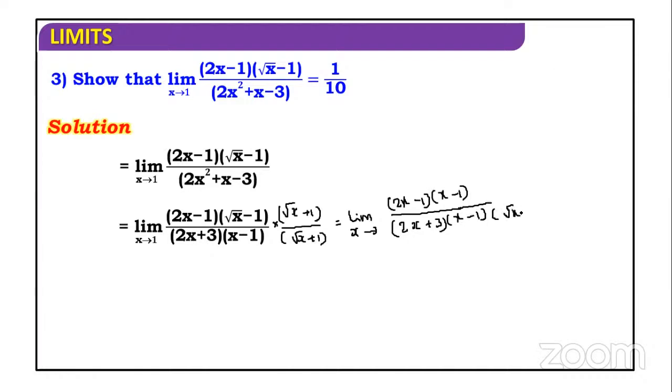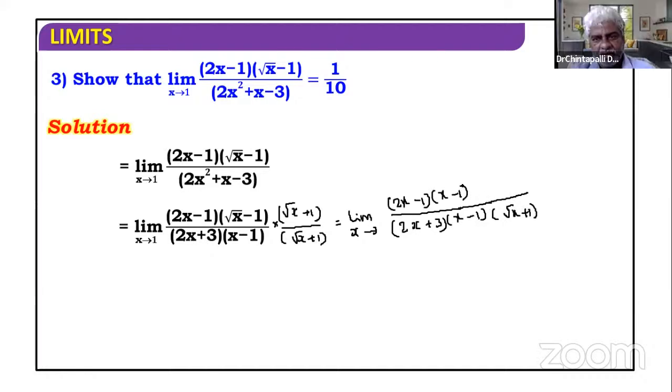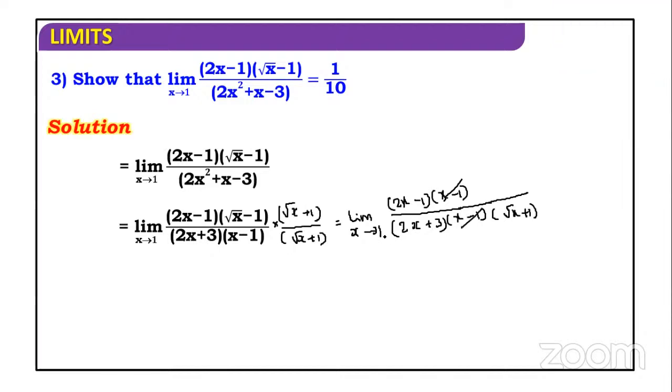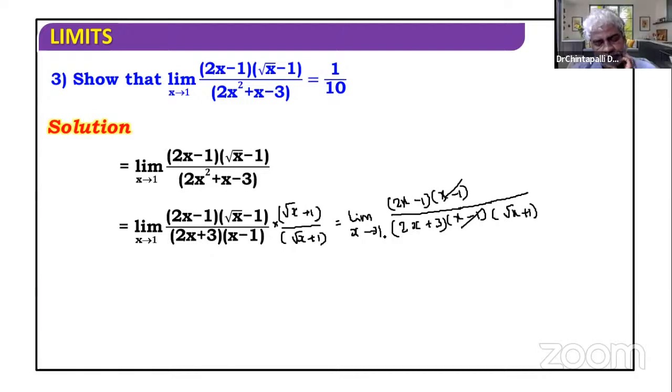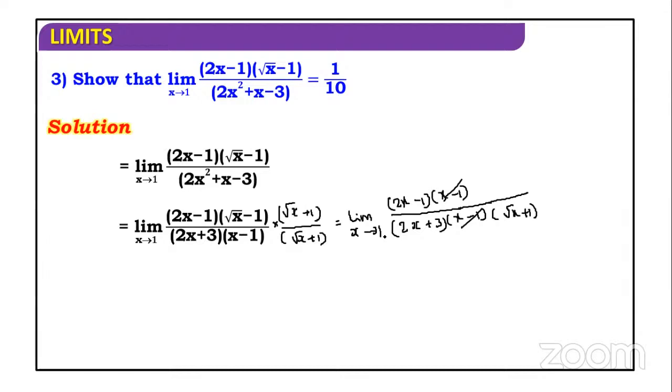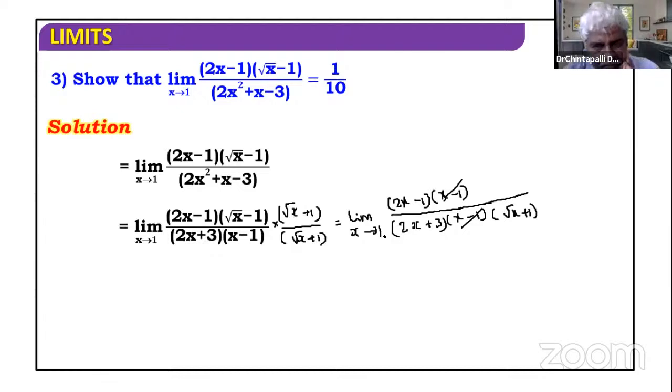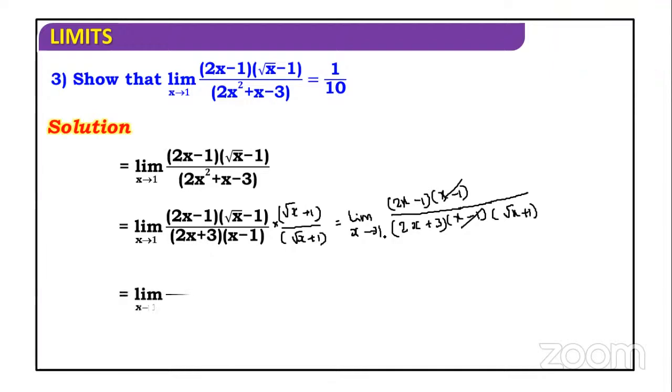x minus 1 gets cancelled. Then onwards, we can plug in 1. Yes, sir. We will get 1 by 5 times 2. So 1 by 10. Yes.